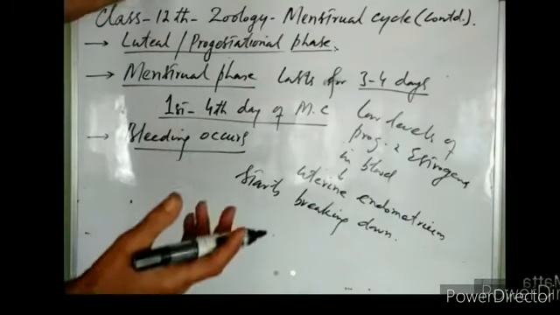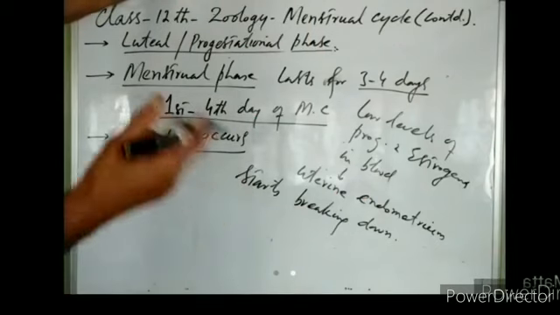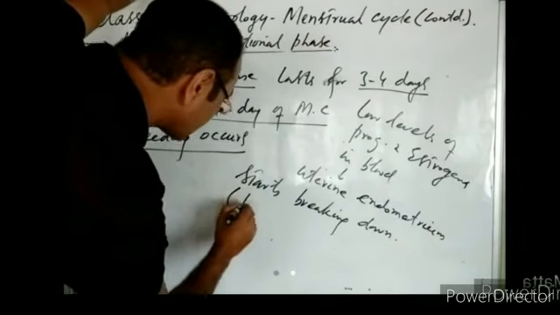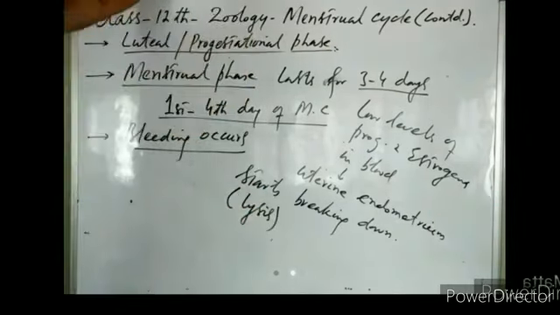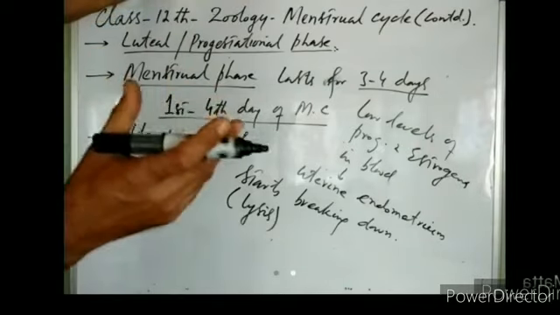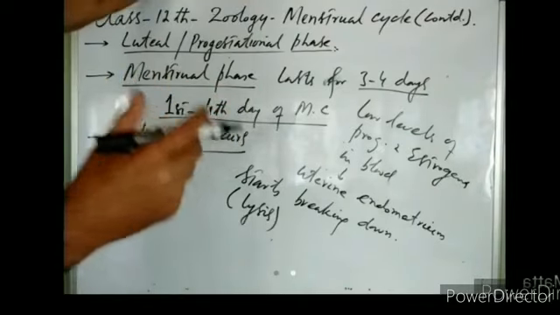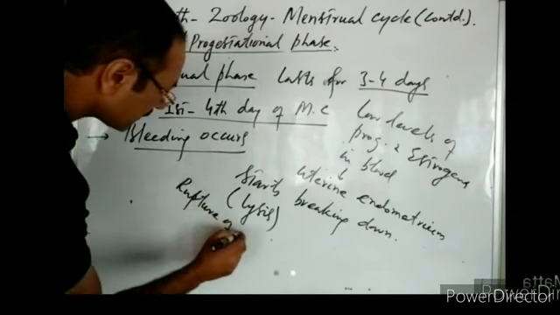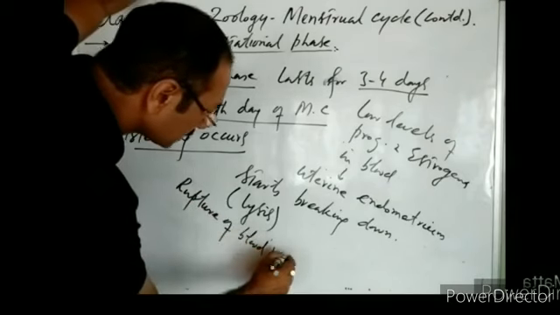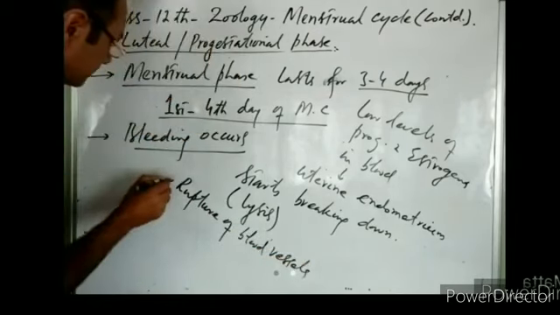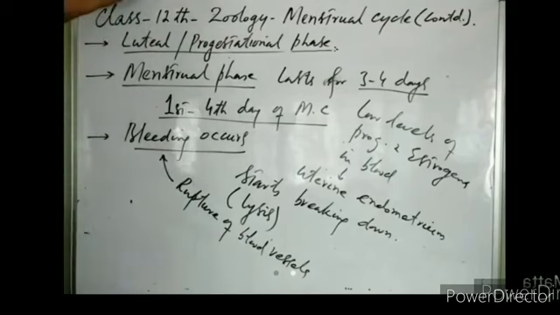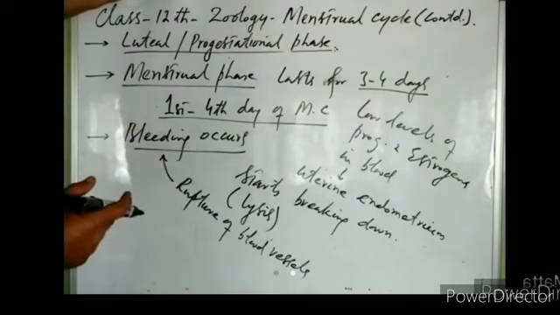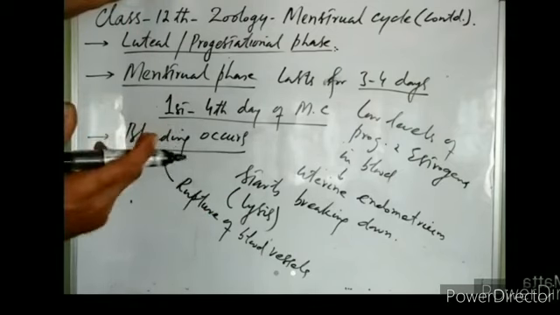So this uterine endometrium, which was rich in glands and blood vessels, when it starts breaking down, suffers lysis. Lysis means breakdown. So when it suffers lysis, the blood vessels rupture, and due to rupture of blood vessels, bleeding occurs. And this blood starts flowing out of the female reproductive system.